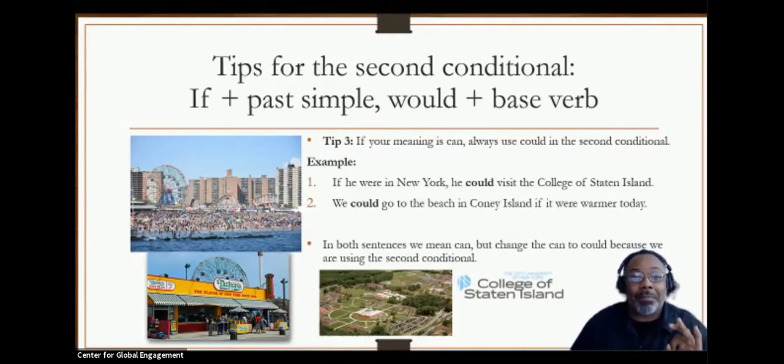So this is another tip. This is tip number 3. So we had tip 1, tip 2, and now we're on to tip 3, right? The be verb in the conditional, that was tip 2. Tip 3, if your meaning is "can," always use "could" in the second conditional. Okay? Let's look at some examples.